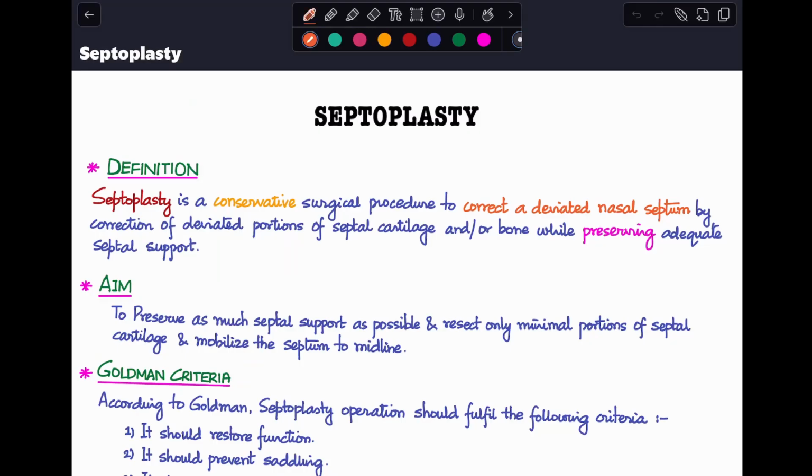Today I'll be starting a series where I'll be talking about septoplasty, and we'll divide the series into three parts. In part one, which is today, I'll be talking about what is septoplasty, what is the Goldman criteria in septoplasty, and what are indications and contraindications of septoplasty. Part two is going to be about the procedure itself, the surgical steps, and post-operative care. And part 3 is going to be about the complications of septoplasty.